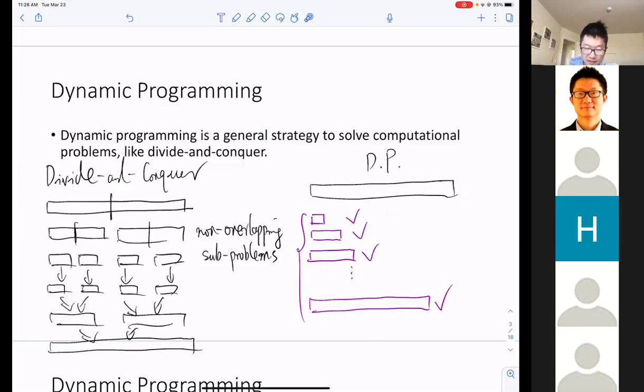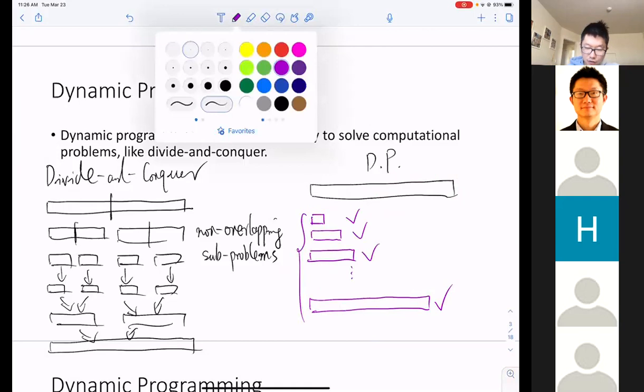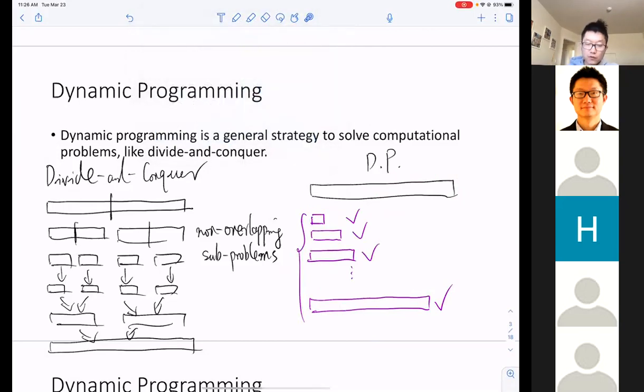But the thing here is that if we look at the first 2 problems, they do overlap. The second sub-problem overlaps with the first sub-problem over here, and then the third sub-problem overlaps with the second sub-problem in the first 2 elements. So in dynamic programming, even though we are cutting a big and complicated problem into sub-problems, these sub-problems do have overlapping sub-problems.